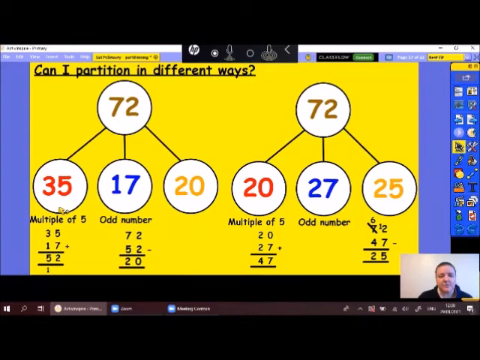So I decided on my red number and my blue number based on the conditions that I was given. And then I added them together using column addition. And then once I had that total, I could then take it away from my total to see what I had to put in the yellow box. So I did 72, take away 52, which was my total that I made with the red and blue, and that gave me 20. So I knew that 20 needed to go in the yellow circle.